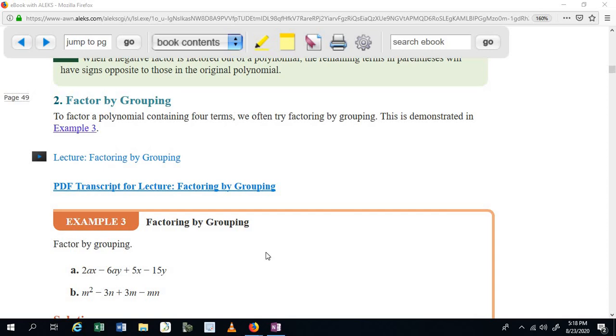Hello again. In this video, I'm going to go over Objective 2 from section R5, which is about factoring by grouping. Now, factoring by grouping is a technique that we use sometimes when a polynomial contains four terms. Just because a polynomial contains four terms does not mean that factoring by grouping will necessarily work. It's only in special circumstances where you have a polynomial with four terms that factoring by grouping will actually work. Having said that, let's look at a couple examples where we can use factoring by grouping.